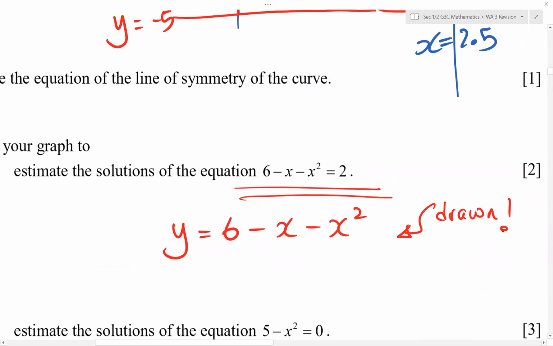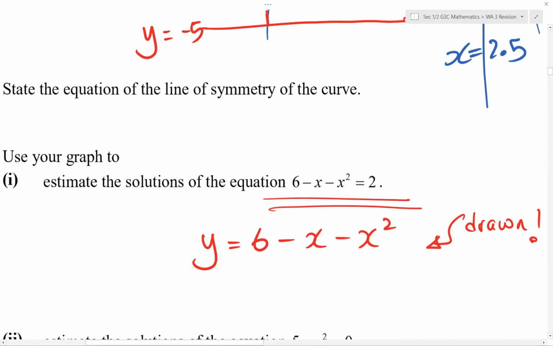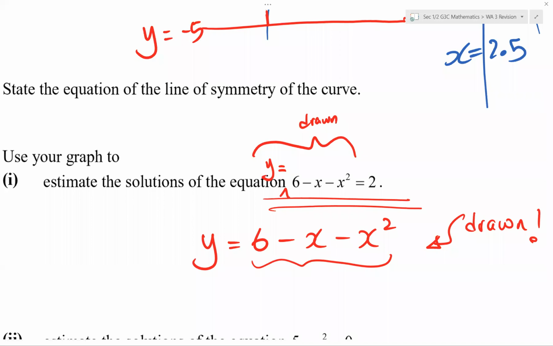Okay, it's lagging. We have already drawn this. And now they are asking us to use the graph to estimate the solution. I recognize that this portion is the same. 6 minus x squared. All I need to do is to just include a y equals 2. If I include the y equals 2, that means I have already drawn this. So what else do I need to draw? Hey, look, it is y equals 6 minus x squared, which is at the same time simultaneously equal to 2.